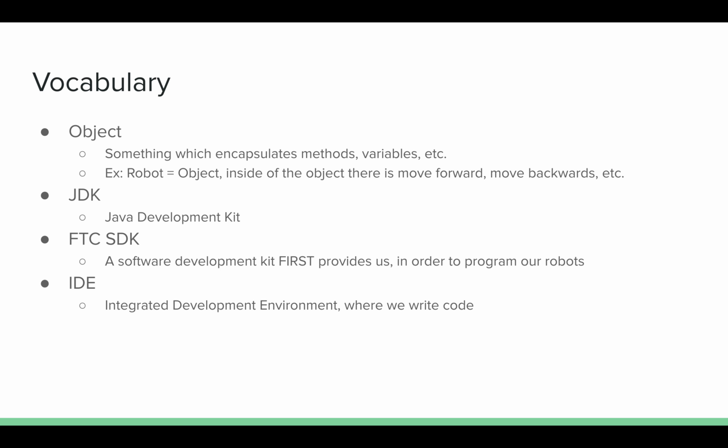Then we have JDK, which you just downloaded off java.com. That's the Java Development Kit. Then we have the FTC SDK. It's the software development kit first provides us in order to program our robots. And then we have our IDE, which is our integrated development environment. This is where we can write our code.